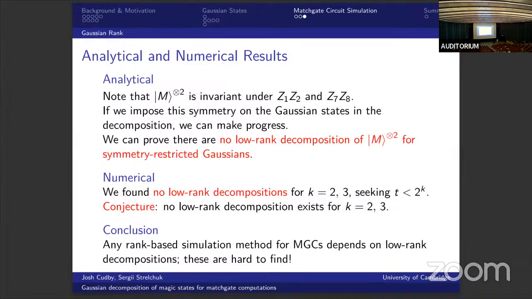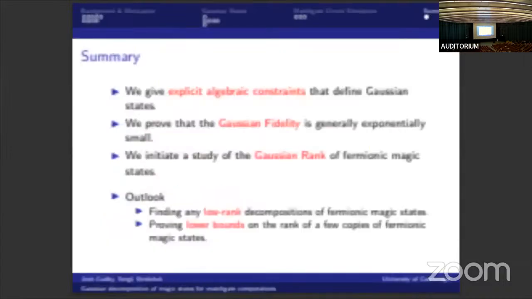It's well known that the best way to get an answer to a question is to post a wrong answer on the internet. So please do go ahead and find some low rank decompositions. We'd love to be proven wrong. And the conclusion of all this is that any rank-based simulation method for matchgate circuits depends on low rank decompositions by its very nature. And these are hard to find.